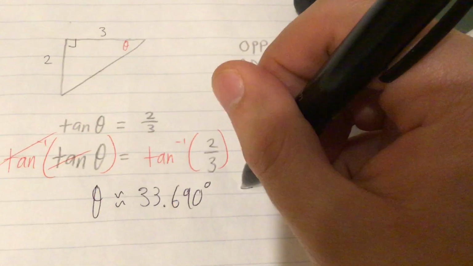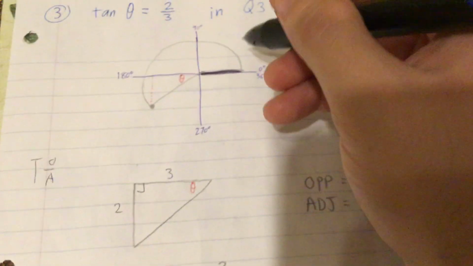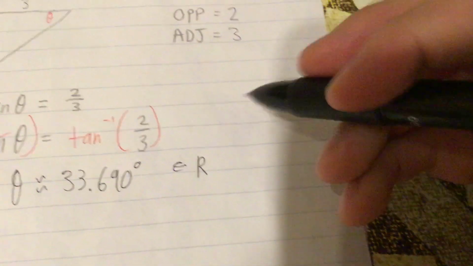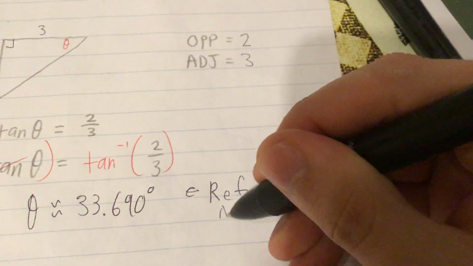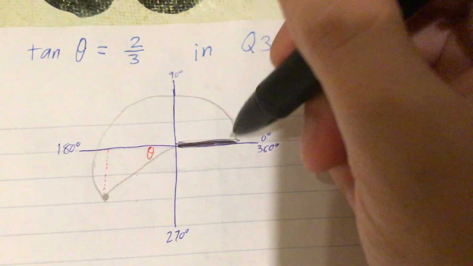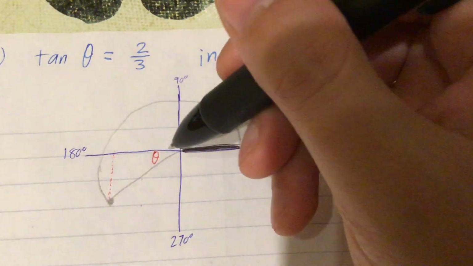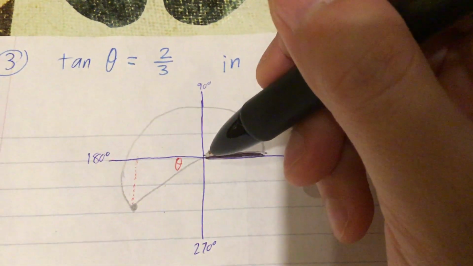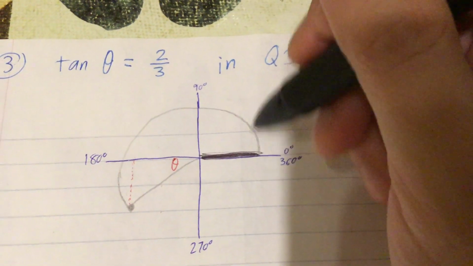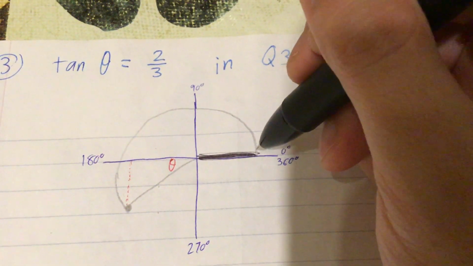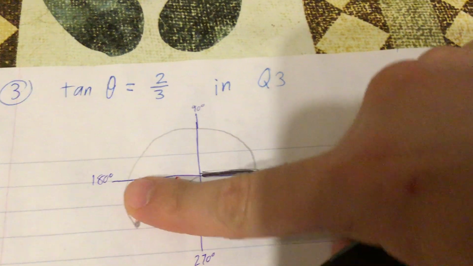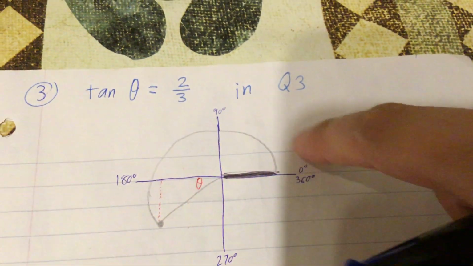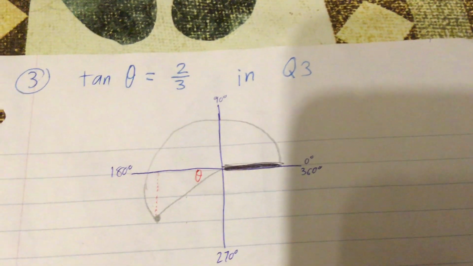And remember, that's just my reference angle. I want to solve for the big arc. So if we're in quadrant 3, I want to solve for the big arc. Okay, well, how do I get that big arc? Well, from 0 to 180, that creates this half circle. And plus the reference angle makes the Q3 angle.